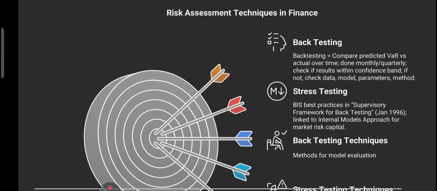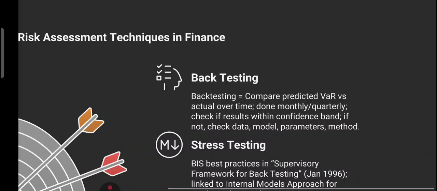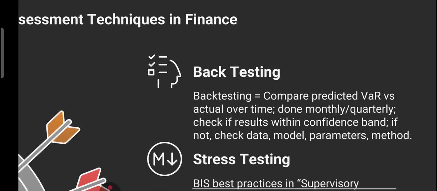Now let's look at this particular test. You might have heard of back testing and stress testing. What is it all about? These are called risk assessment analysis. So friends, imagine you have built a fancy model that predicts the risk. Great, but how do you know it actually works? That is where back testing comes into the picture. It compares the model's predicted risk, which is the VAR, to what actually happened in real life. It is usually checked monthly or quarterly. So basically it compares predicted VAR versus actual over time, right?